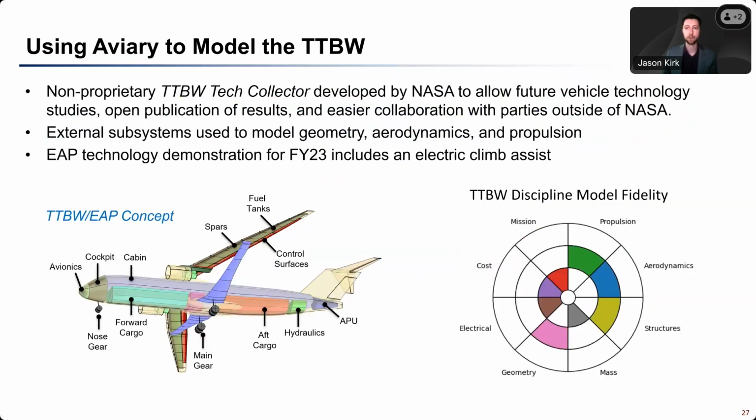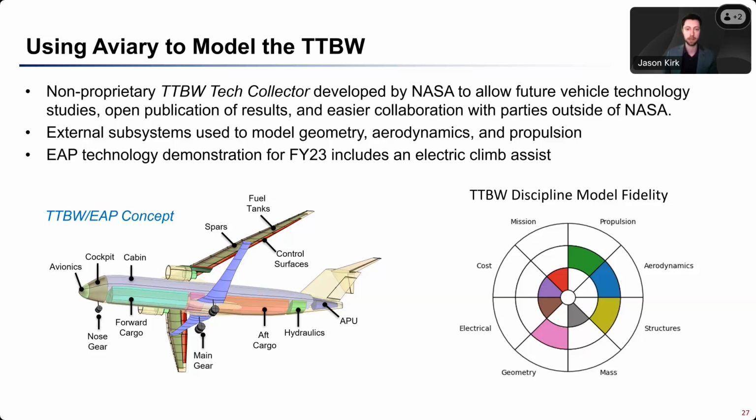To dive a little bit deeper into that TTBW model, it's a non-proprietary version of that aircraft to allow us to share that model and openly publish its results. And that also allows us to more easily collaborate with other external partners that are interested in the concept or in our modeling techniques. This particular aircraft model added in some external subsystems using geometry, aerodynamics, and propulsion. And they also made an EAP variant of it with hybrid electric turbofans that would use electric power as a little boost during the climb phase. And all of that was made possible with Aviary.